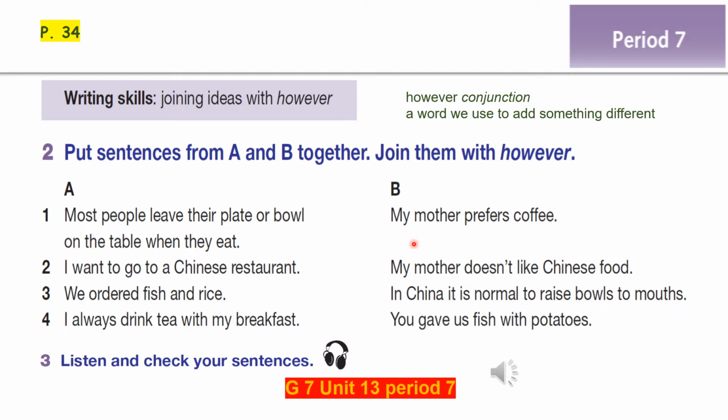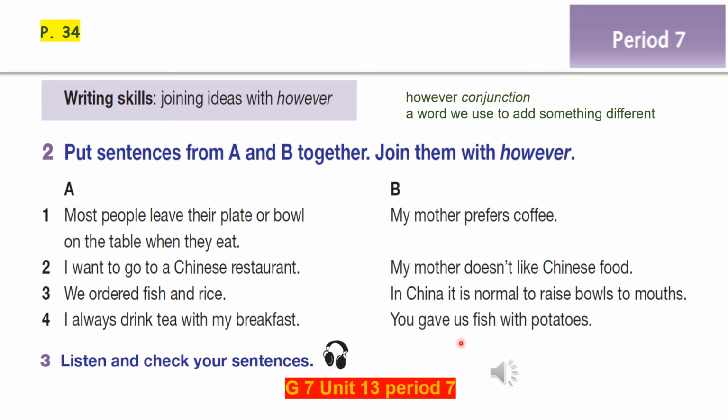B. My mother prefers coffee. My mother doesn't like Chinese food. In China, it is normal to raise bowls to mouths. You gave us fish with potatoes. Okay, my students, I'll give you some time so that you can join those sentences using the conjunction however.